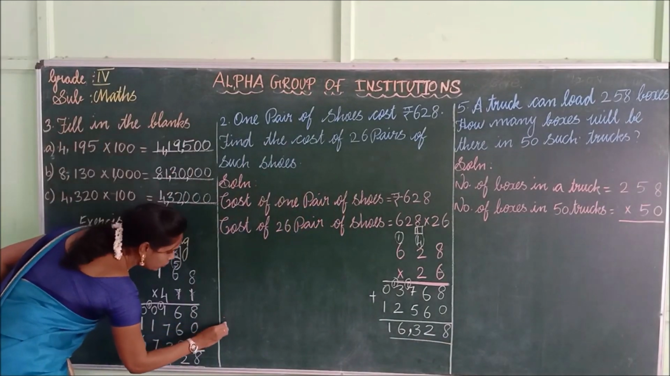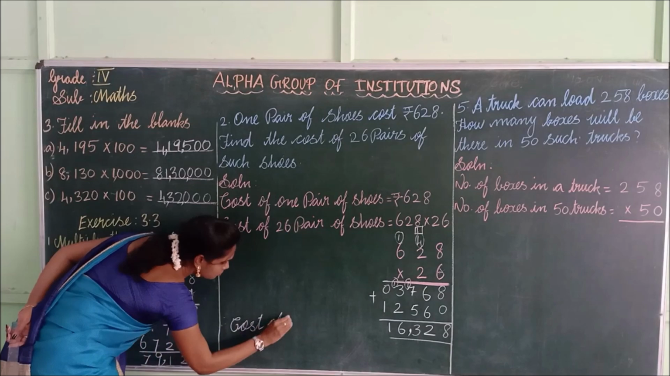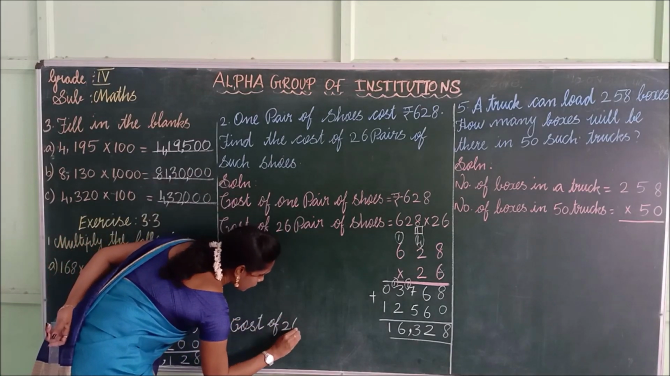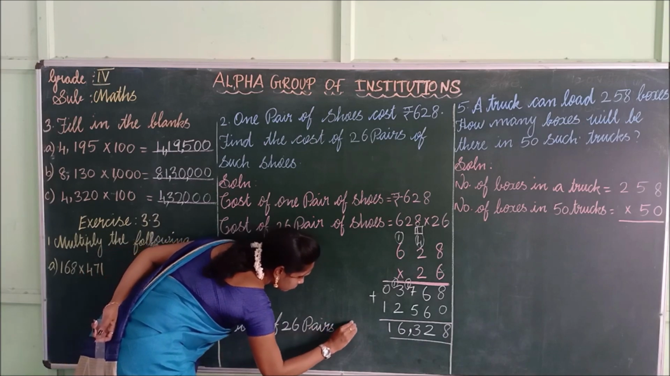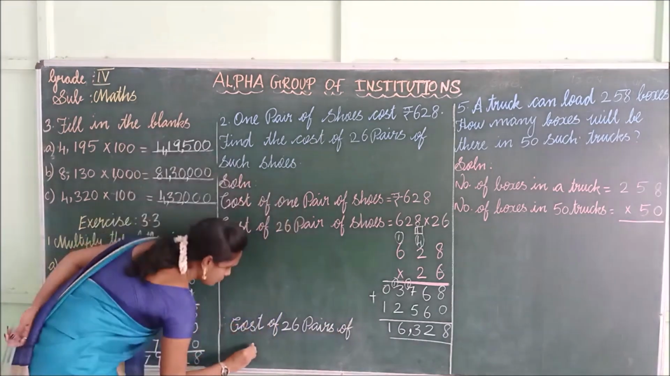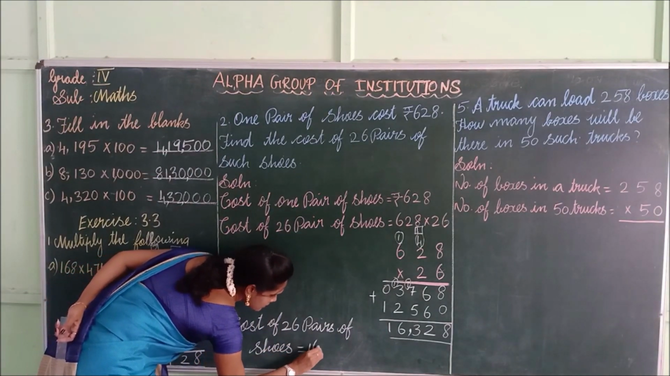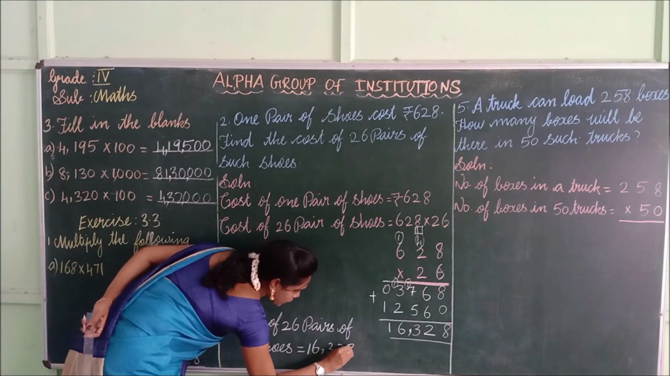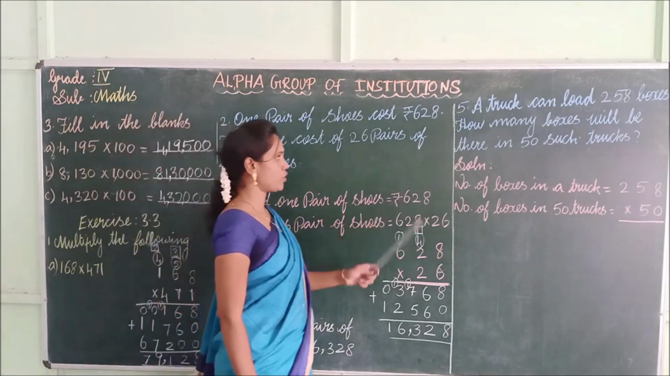Thus, therefore, cost of 26 pairs of shoes is equal to 16,328. Okay, children, happy here? Yes. Now we move on to the next problem.